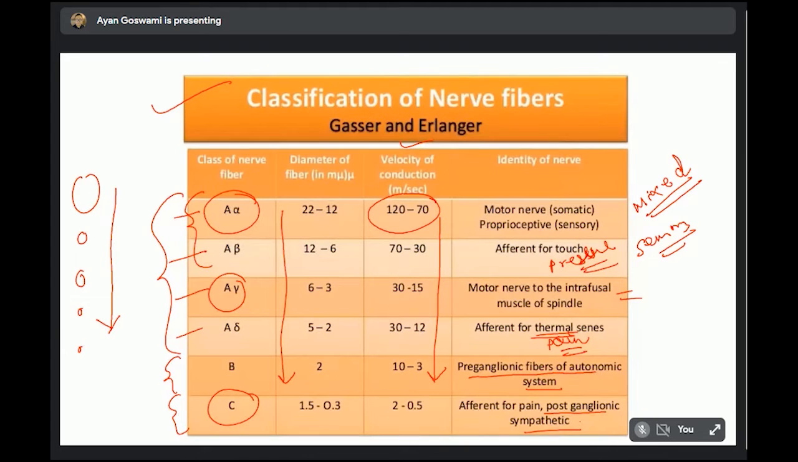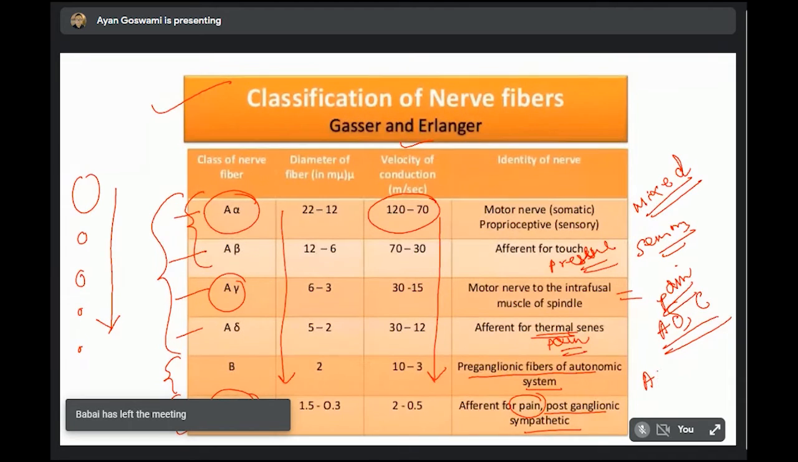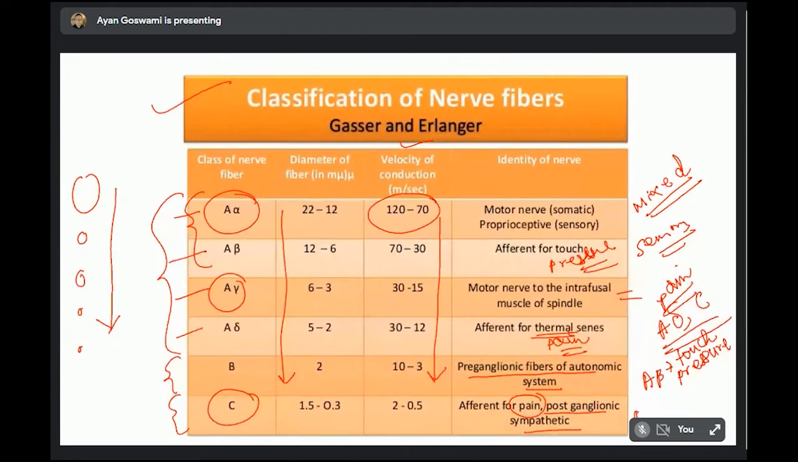Okay, C also carries pain. So what are the fibers that carry pain? A delta and C. These two fibers are responsible for pain and temperature, right? A beta is touch and pressure. A alpha is proprioception. Okay.